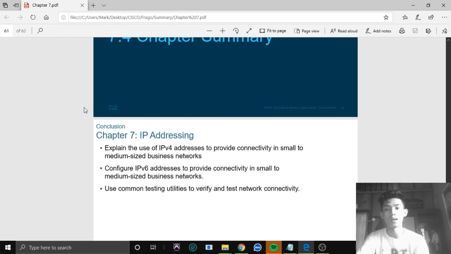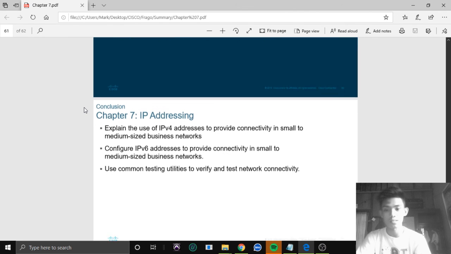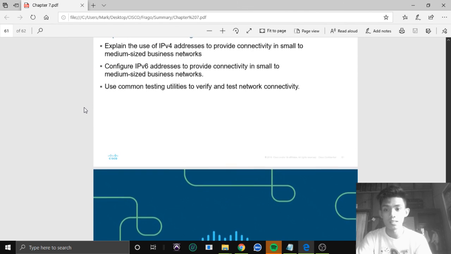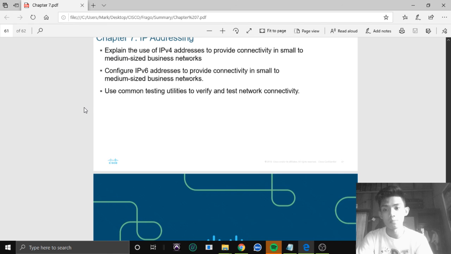So the chapter summary: explain the use of IPv4 addresses to provide connectivity in small to medium-sized business networks, configure IPv6 addresses to provide connectivity in small to medium-sized business networks, and use common testing utilities to verify and test network connectivity.